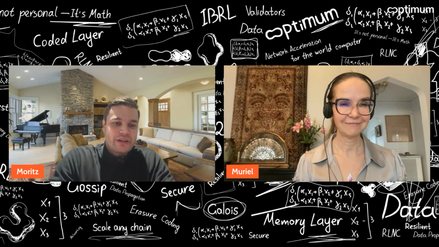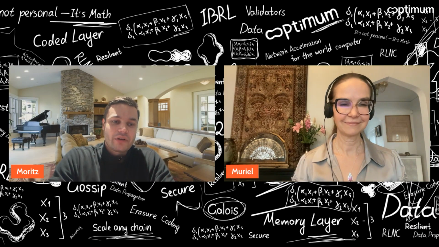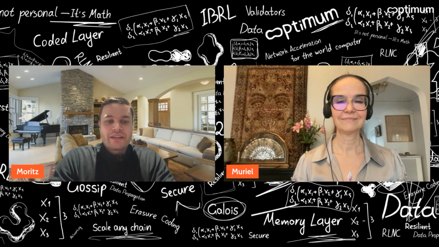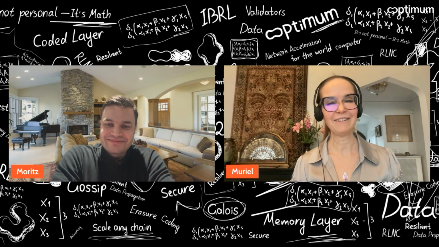And yeah, today we're going to talk about random linear network coding and Reed-Solomon coding and all of that sort of in the context of blockchain. And I'm looking forward to our chat. Yeah, me too. Me too.